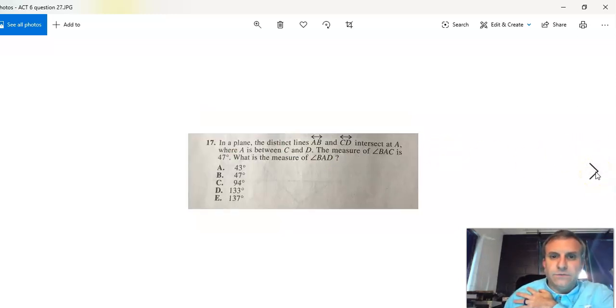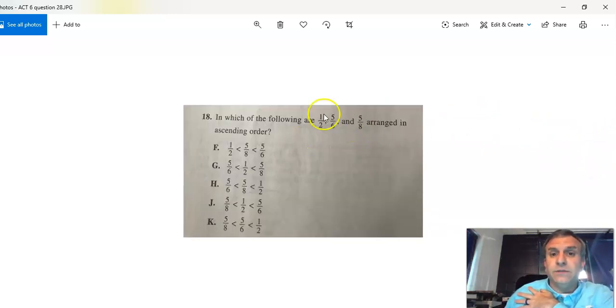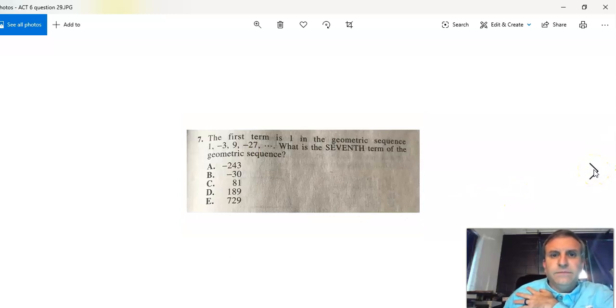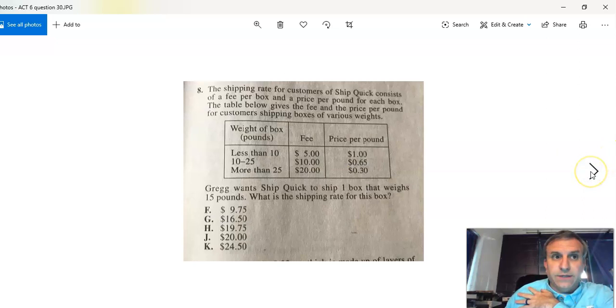Okay, next one. All right, in a plane, okay, where A is between C and D, the measure of BAC is 47. Just to give you a hint, this is going to form a straight line. All right, and that in what we did today in class should do it. This one, line these up, okay, in ascending order, smallest to largest. Next one, okay, what term is this? Okay, 1 and -3, 9, -27. Okay, they're going to want to know what the seventh one is.